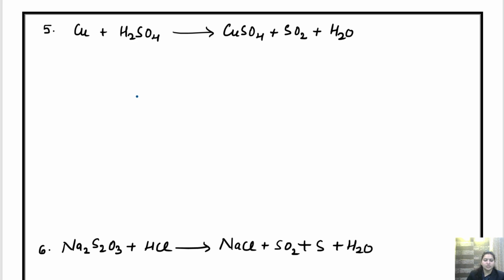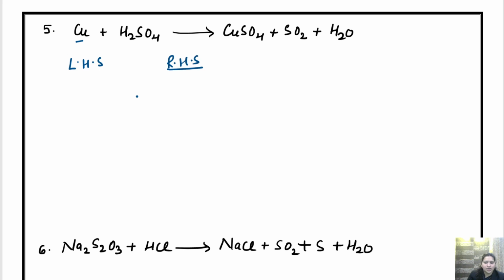Okay, so what it is: Cu plus H2SO4 will give you CuSO4 plus SO2 plus SO3. ठीक है, तो आप इसको एक और तरीके से कर सकते हो. What you can do, you will write LHS here and RHS here.